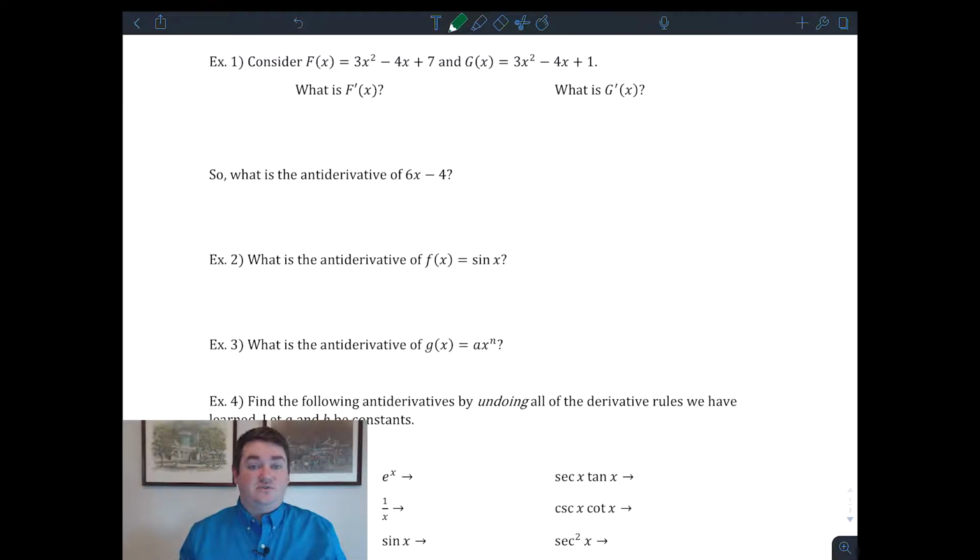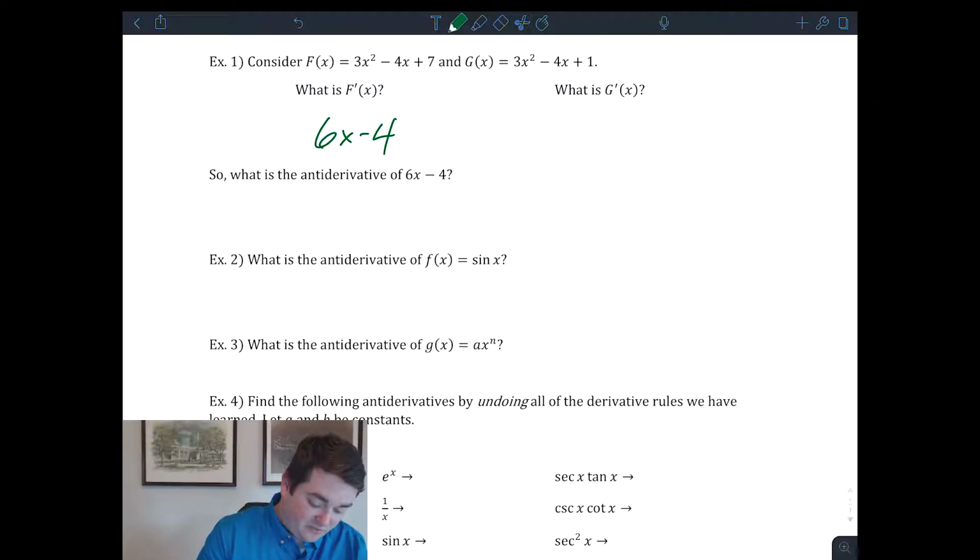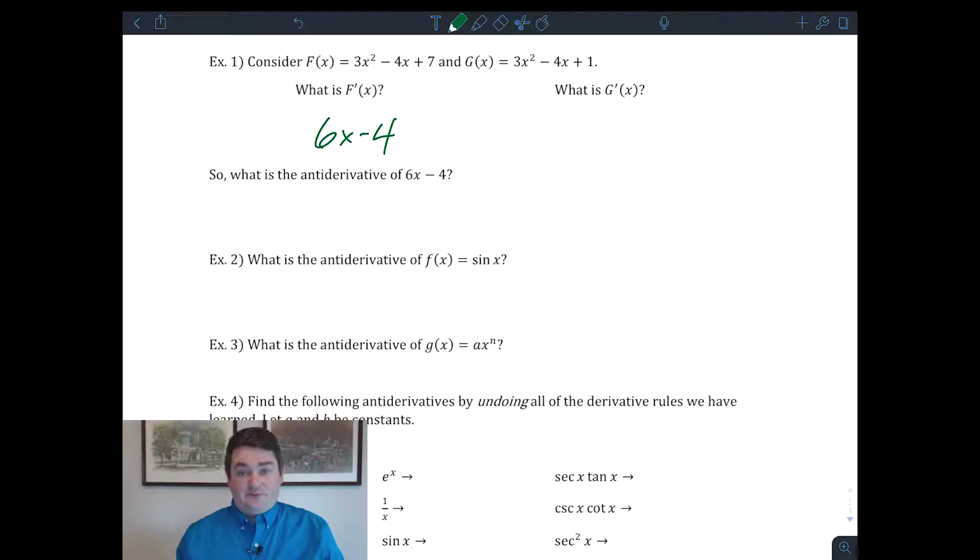Consider f of x equals 3x squared minus 4x plus 7, and g of x equals 3x squared minus 4x plus 1. What's f prime of x? Well, using the power rule, I get 6x minus 4. And what is g prime of x? Well, using the power rule, I get 6x minus 4. Notice these were two different functions. Different in what way? They had a different constant on the end, but they had the same derivative because the derivative of that constant is 0.